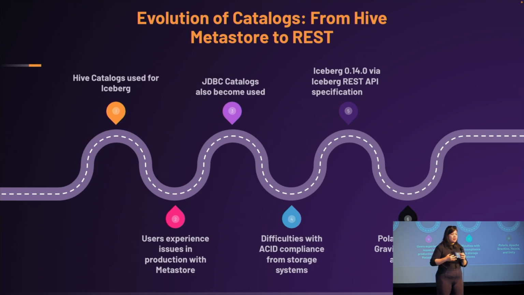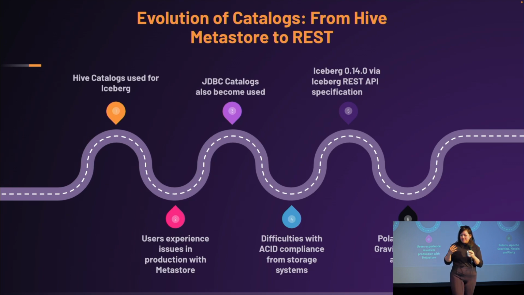And then in Iceberg 0.14, there was something called the Iceberg REST API specification. So REST catalogs had become a little more popular, but this wasn't necessarily a service. It was a specification, a document saying, okay, this is what we're implementing. If you follow these rules, it'll work.